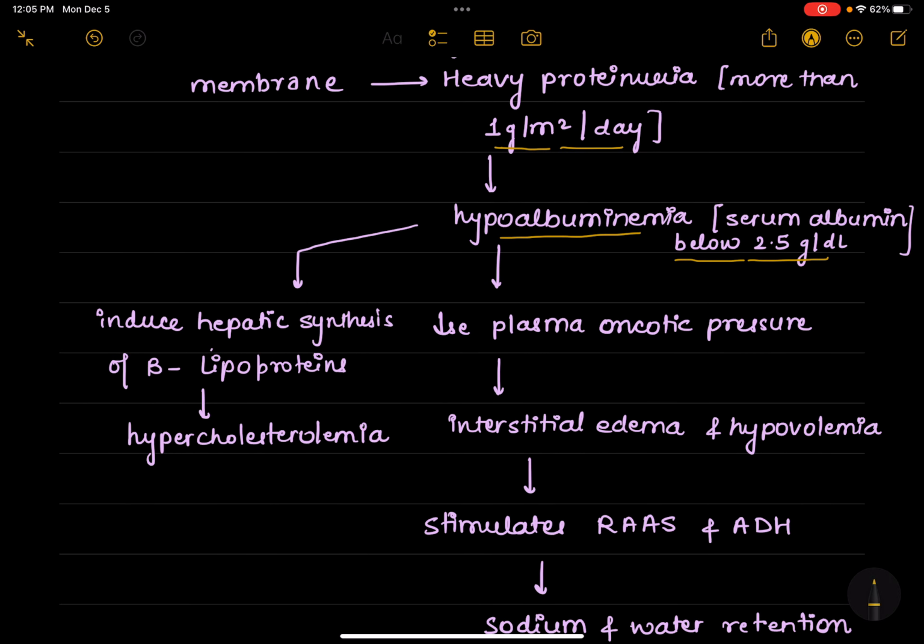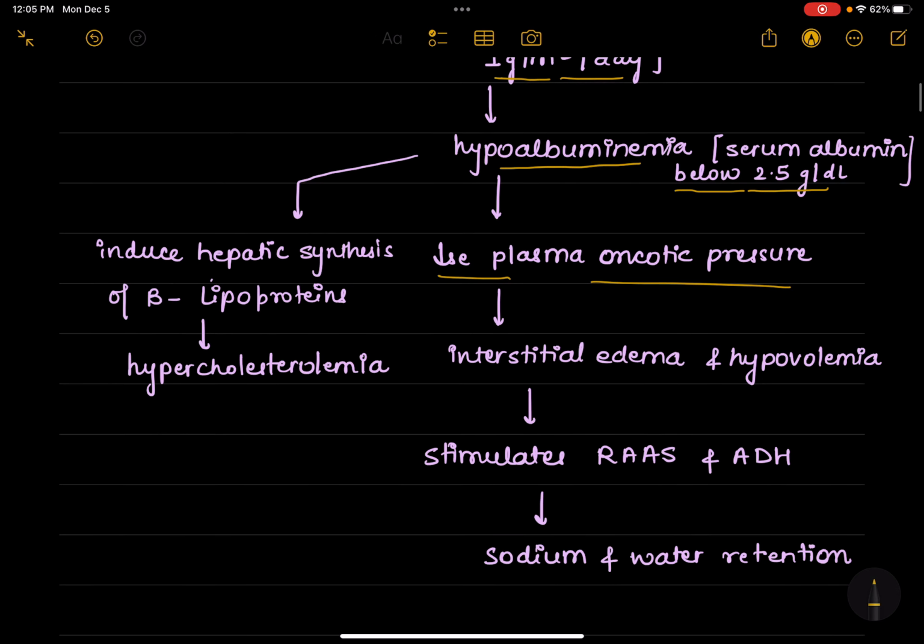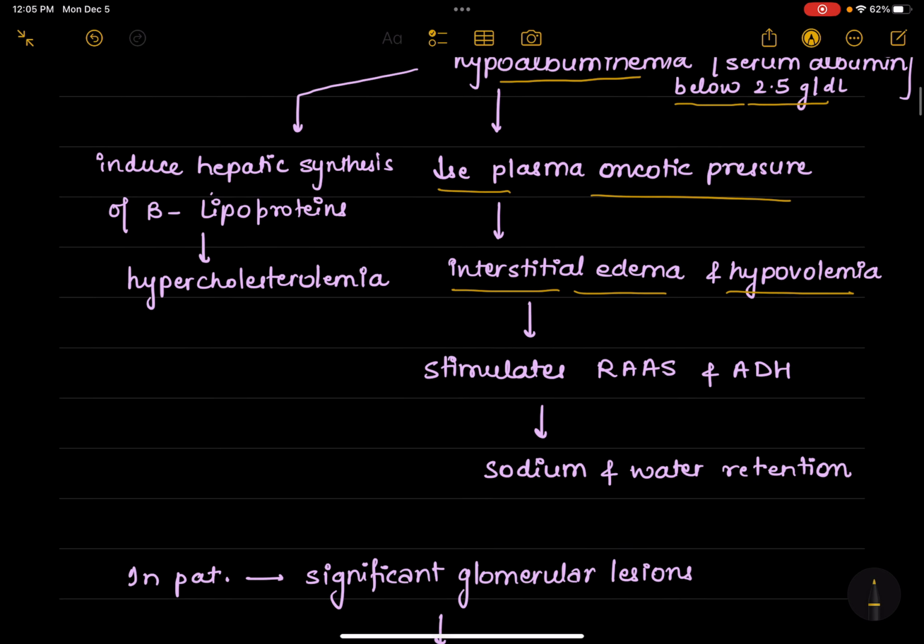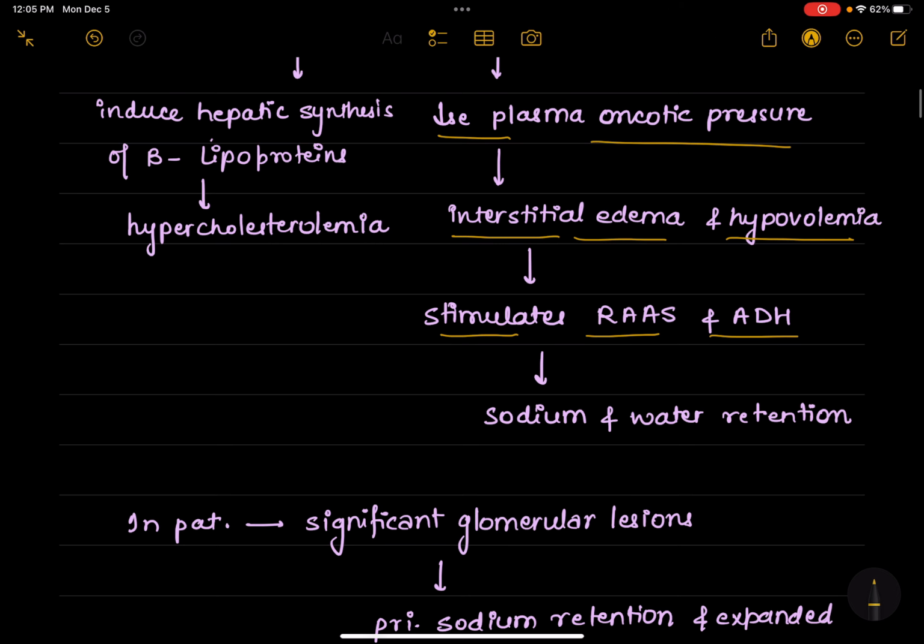Due to hypoalbuminemia, there will be a decrease in plasma oncotic pressure, which will result in interstitial edema and hypovolemia. Due to this, there is a stimulation of the RAS system and ADH, and there is sodium and water retention, which will result in edema.